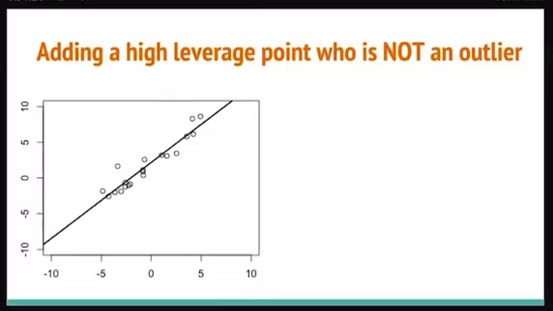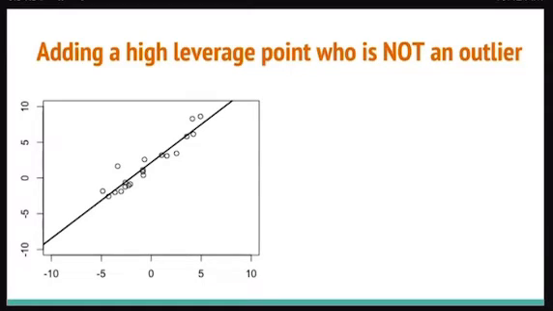Take a look at this. Everything okay, right? This is a situation where there's no problem when you take a look at this scatter plot. But you know what I want to do now? I want to add a high leverage point that is not an outlier.